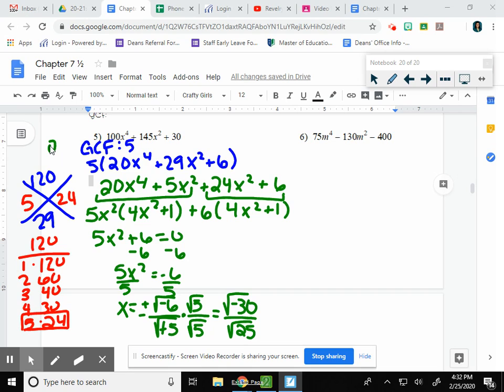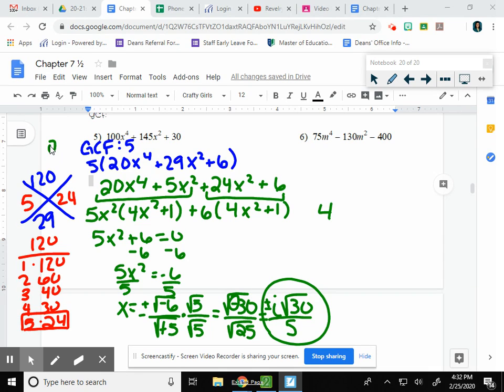Well, the square root of 30 breaks down into 10 and 3, 5 and 2, so that has no pairs. But what I can do is take that i out. So I have plus or minus i root 30. And on the bottom, the square root of 25 is 5. So those are your first two answers.